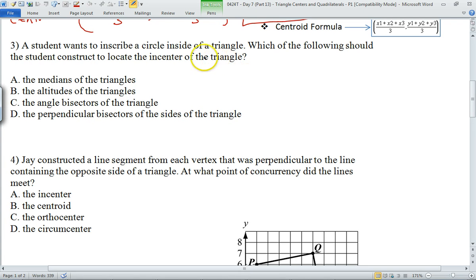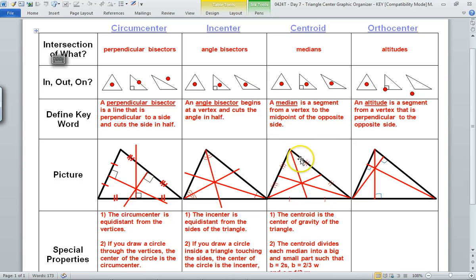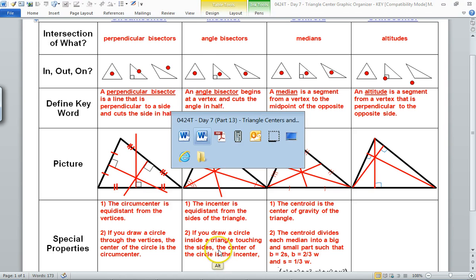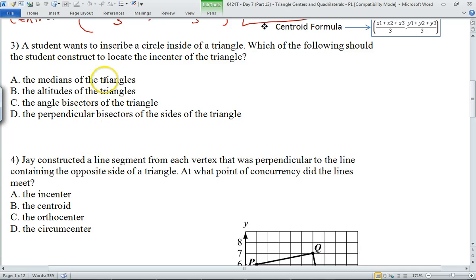Number 3. A student wants to inscribe a circle inside of a triangle. Which, without even reading any further, is the one that you get when you draw a circle inside the triangle? That's the incenter. So again, you need to commit all this to memory, but just cheating for now and looking at our notes, look at incenter. Look at item number 2 for incenter. If you draw a circle inside the triangle, touching the sides, the center of the circle is the incenter. Incenter is the one with the circle inside the triangle. Okay? So, you know that we're talking about the incenter.